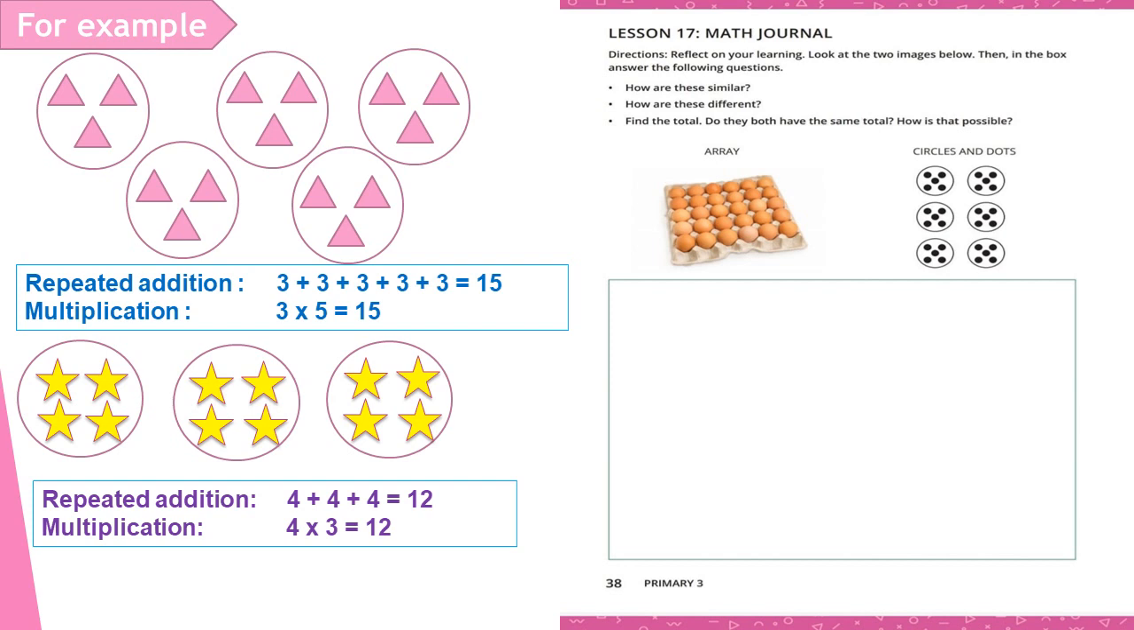Multiplication equation, we find that here 4 is the repeated number. Then we write 4 times how many times 4 repeated? 3 times. Then we write 4 times 3 equals 12.